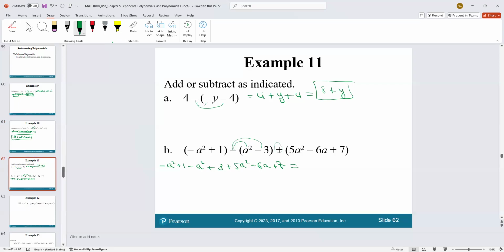Negative a squared gives us negative 2a squared plus 5a squared gives us 3a squared. So meaning we get rid of this, this, and this. Feel free to pause the video and look at it on your own. Now we have only negative 6a. We combine like terms. Remember, we have 1 plus 3, 4 plus 7, 11. That's what we obtain.